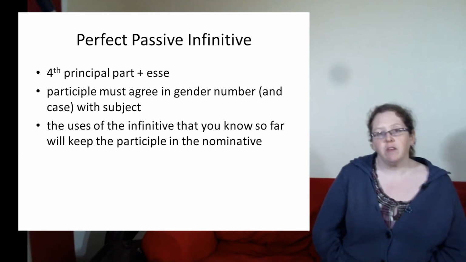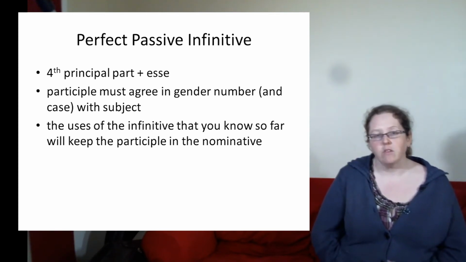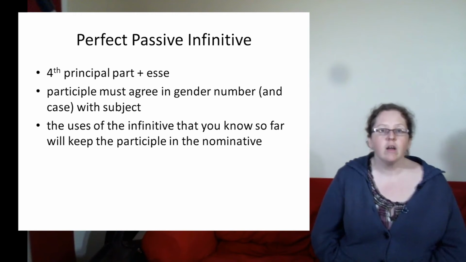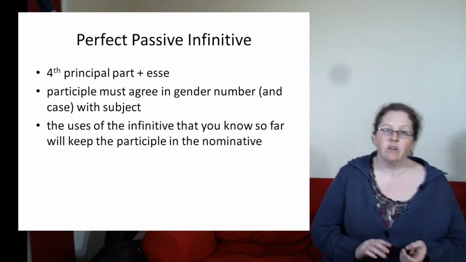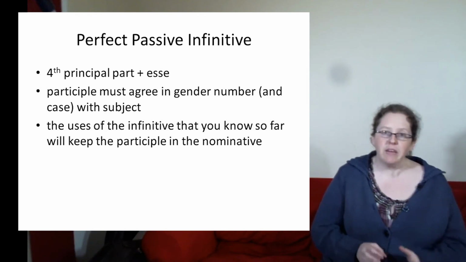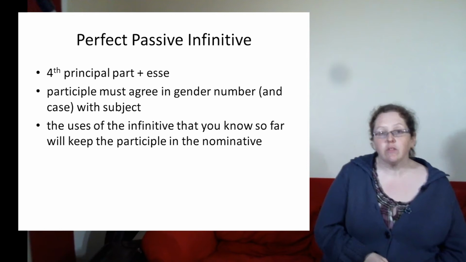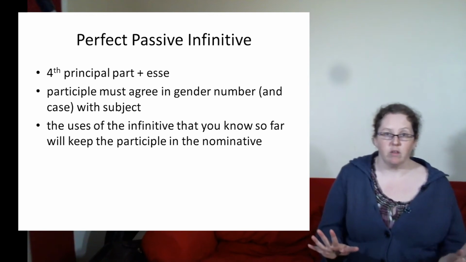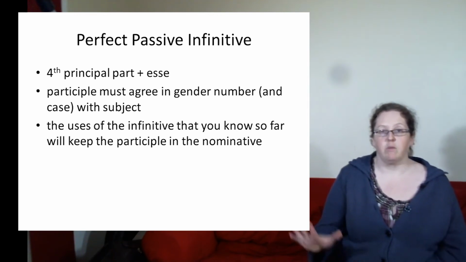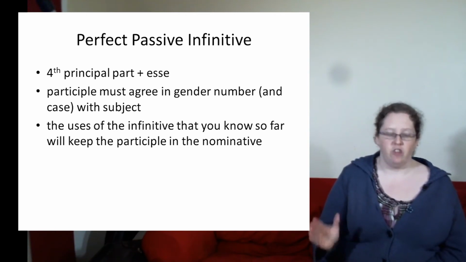The participle must agree in gender, number, and of course case with the subject. It's always going to be nominative so far, but it could be feminine, masculine, or neuter, and it could be singular or plural, depending on the subject of the main verb of the sentence. The uses of the infinitive that you know so far are going to keep the participle nominative. We don't have any way of using the infinitive at this point that would require the case of the participle to change.